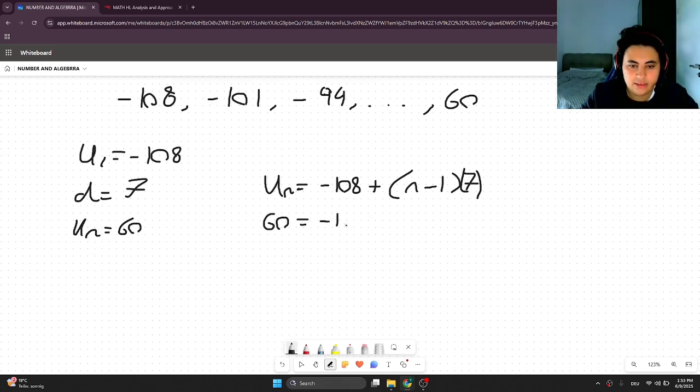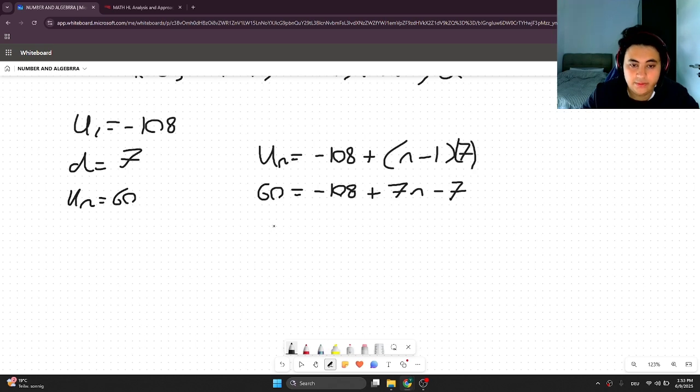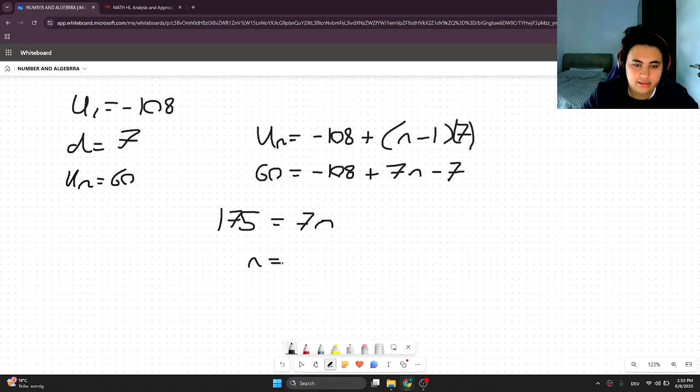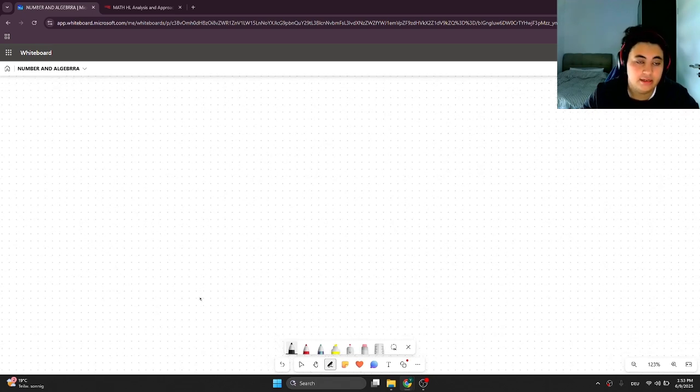So 60 is equal to negative 108 plus 7n minus 7. Okay, so we're going to add 108 and add 7. So 60 plus 108 plus 7 is going to give us 175 is equal to 7n. Therefore, n is equal to 25. Let's double check that. That is correct. Okay, good. Move on to the next one.